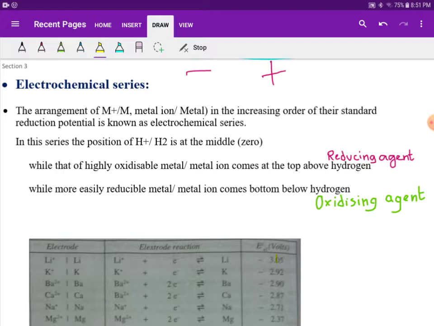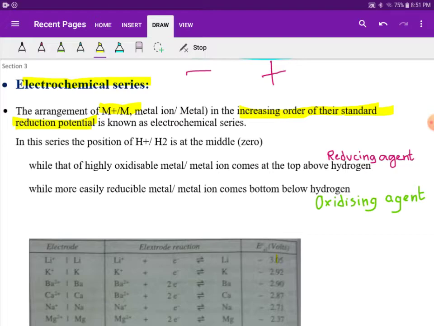It is just like the way that the various metal ions are arranged in an orderly manner in the increasing order of their standard reduction potential. This series is known as the electrochemical series. Repeat: the arrangement of various metal ion/metal systems in the increasing order of their standard reduction potential is known as the electrochemical series.